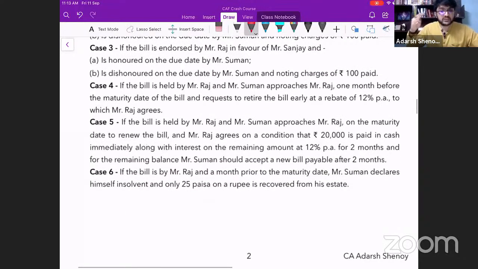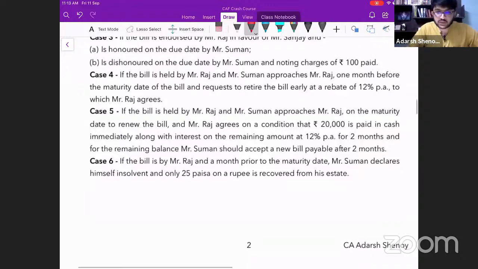Case 5, if it is held by Mr. Raj and Suman approaches Mr. Raj on the due date. So this is on the due date to renew the bill. That is the renewal concept, wherein he says that I don't have the money right now, I will pay it later on. So that case is also covered under case 5.